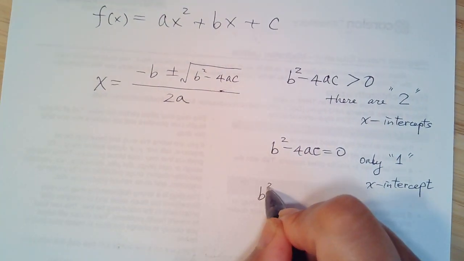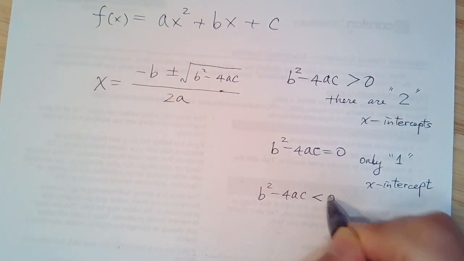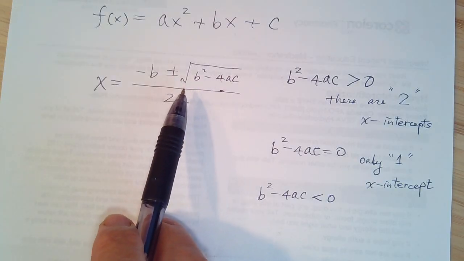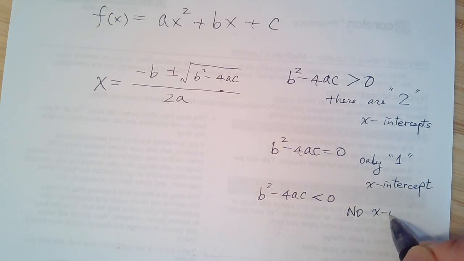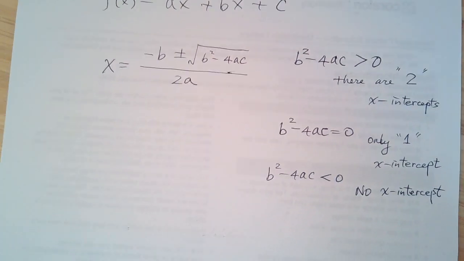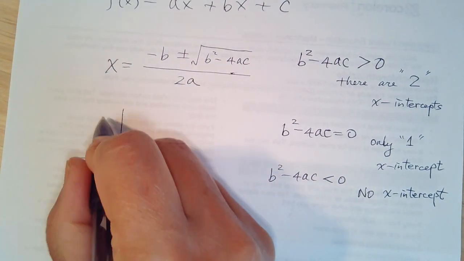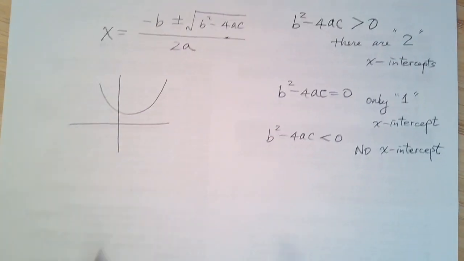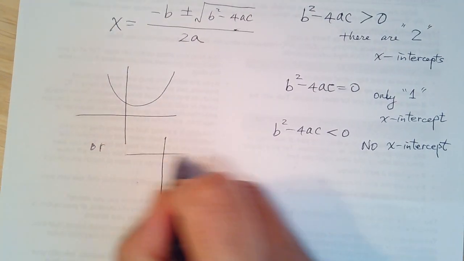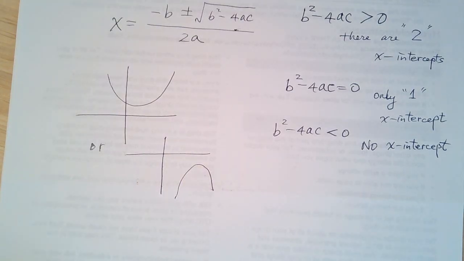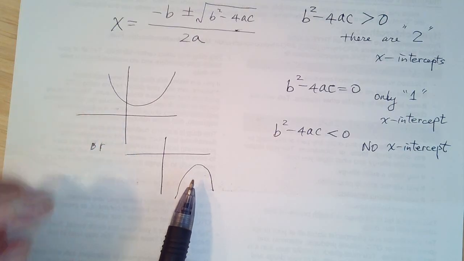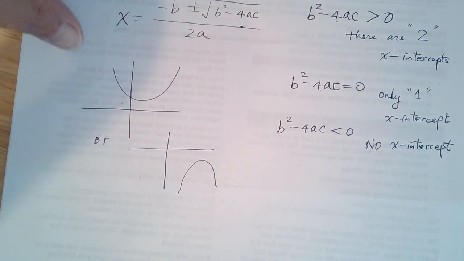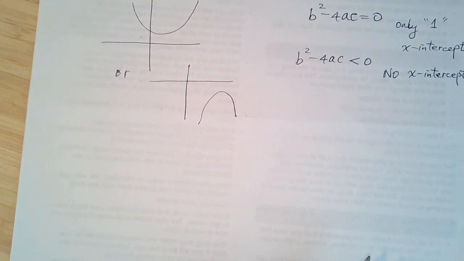Okay. When b squared minus 4ac is negative, when this part is negative, you take the square root of that, you don't get a real number. So, which means no x-intercept. No x-intercept means your graph will not touch the x-axis. So you might have something that looks like this. Okay. Or you might have something that looks like this. So they always have the y-intercept, but sometimes you might have no x-intercept. Can you see that?